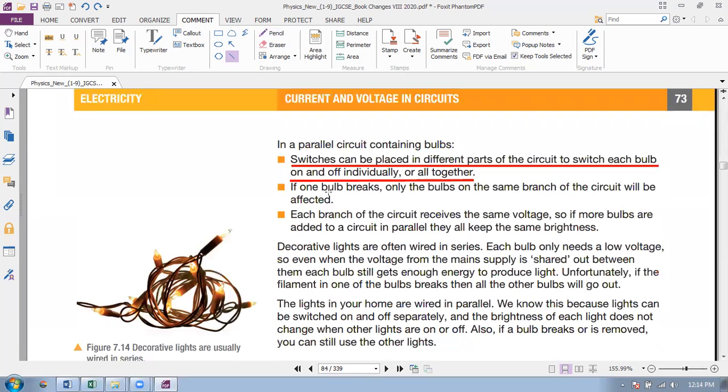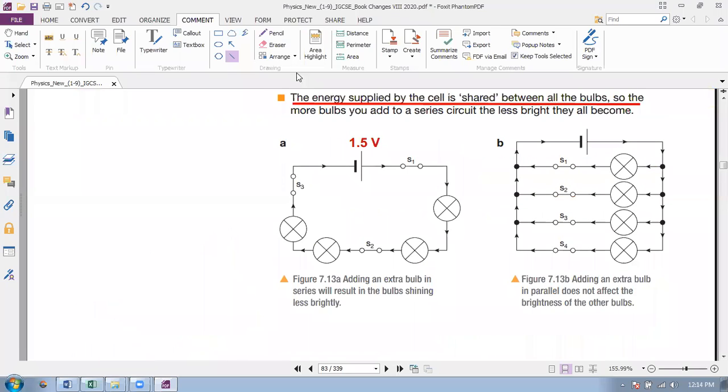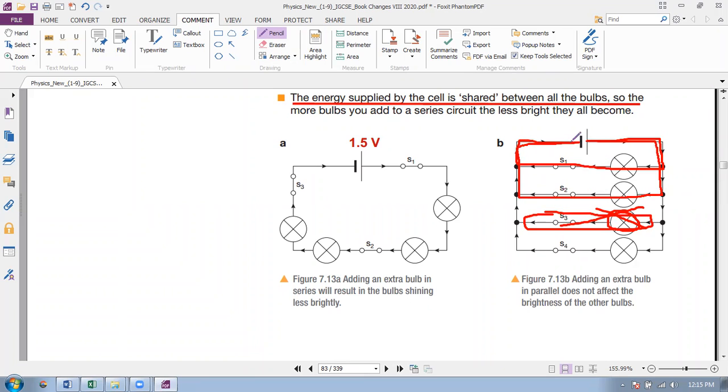Then if one bulb breaks, only the bulbs on the same branch of the circuit will be affected. If one bulb goes off, no problem for the other bulbs. For example, this bulb suddenly is not working, it is damaged. So this bulb damaged means this branch is damaged. This branch would not work, but the remaining branches would work. They will light on because current from here will go like this.